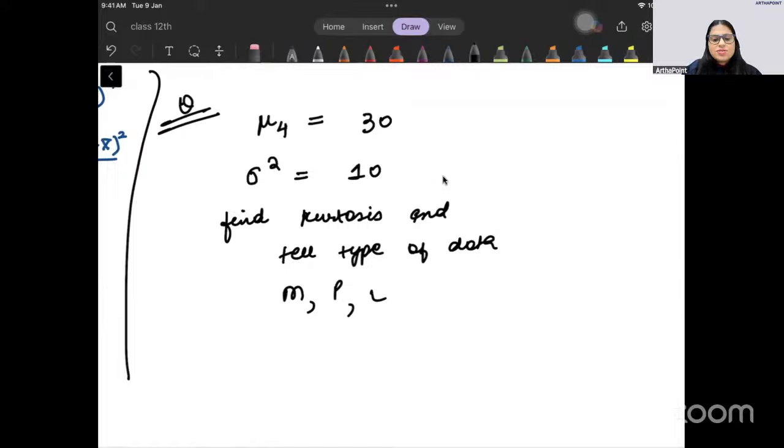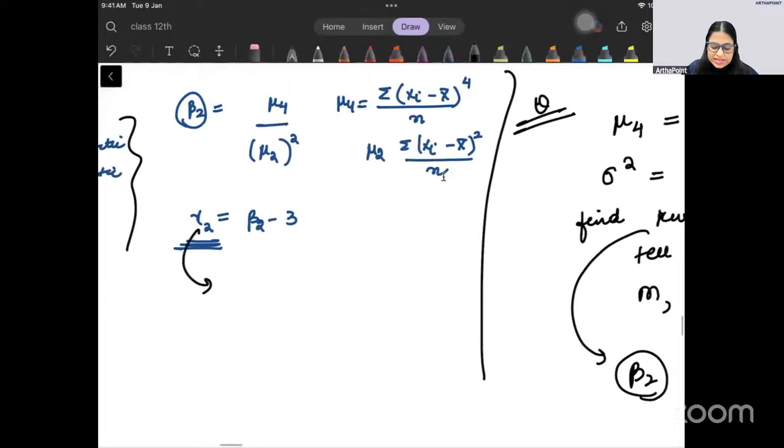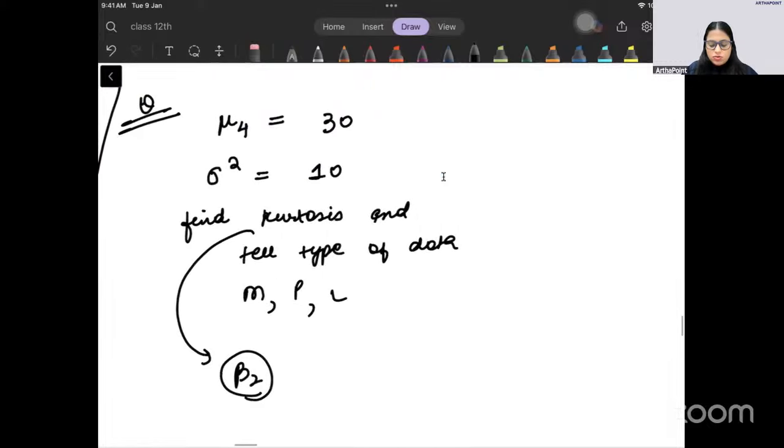How about others? Use the right formula. So find Kurtosis means you have to find beta 2. They haven't asked you to find excess Kurtosis. This is called excess Kurtosis because you subtract 3 from it. Here you just have to find beta 2.